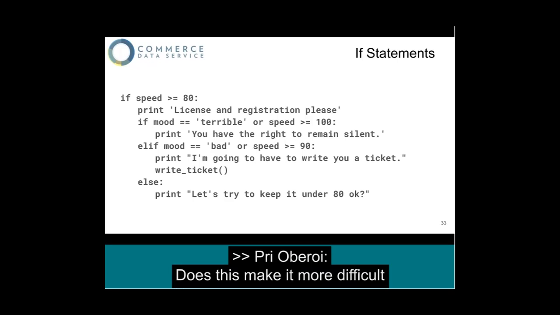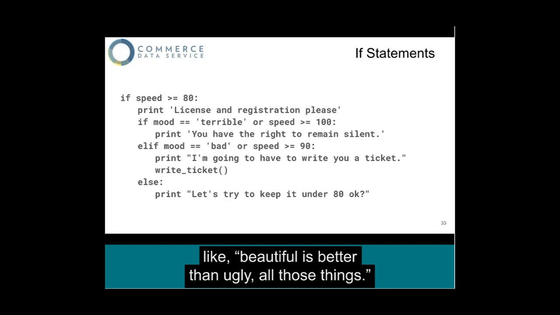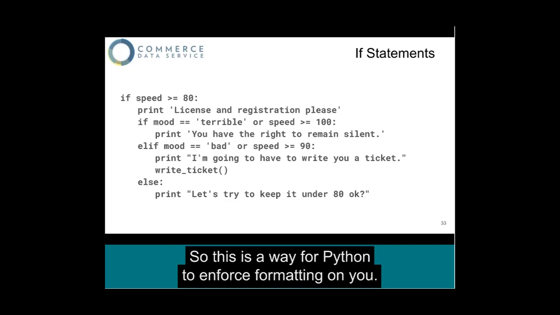Does this make it more difficult for tracking your code versus using curly brackets? So does this make it more difficult than tracking in the traditional way? You'll notice in the design of Python, it tends to say simple is better than complex, beautiful is better than ugly. So this is a way for Python to enforce formatting on you.